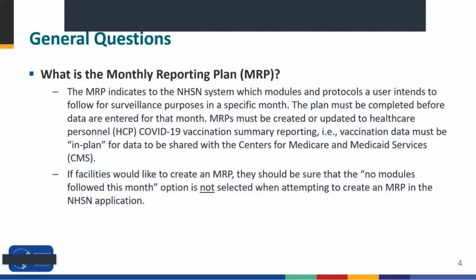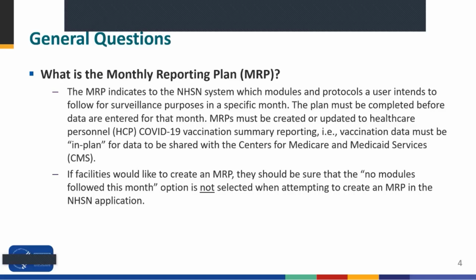First, let's start with going over some general questions. So some facilities had questions about the monthly reporting plan. Facilities will need to create a monthly reporting plan before entering vaccination data for a particular month. The monthly reporting plan indicates to the NHSN system which modules and protocols a user intends to follow for surveillance purposes in a specific month. The plan must be completed before data are entered for that month.